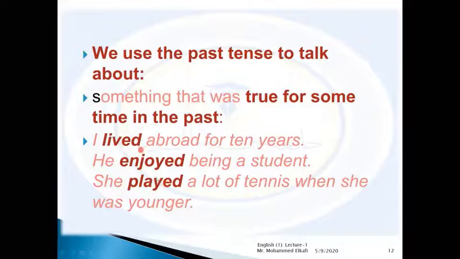So we have three true things here mentioned, and we have the form of past: lived from live, enjoyed from enjoy, played from play. Okay, I want you to think of these verbs. Okay, these are good examples for what? Regular verbs, because here we can note the ed at the end of the verbs.